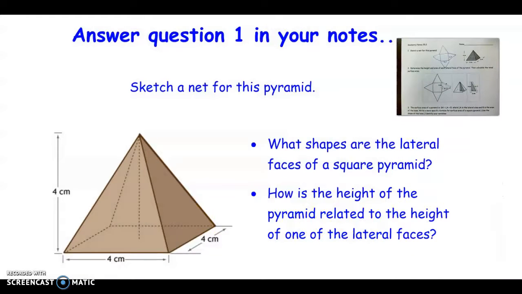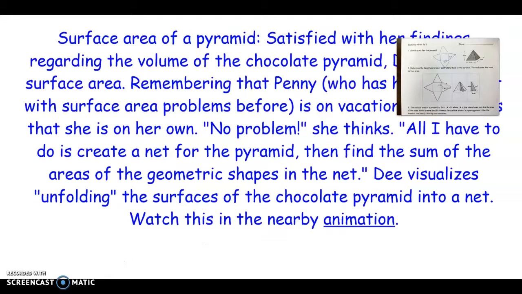Now, these are some things for us to think about. What shapes are the lateral faces? Lateral faces of a pyramid are always going to be triangles, and that's what they are in this case as well. And how is the height of the pyramid related to the height of one of those faces? Notice the height of the whole pyramid is 4 centimeters, but that is not the height of the triangle. And that is going to be really tricky when we start looking at surface area of pyramids: understanding the height of the lateral face is not the same thing as the height of the whole pyramid.